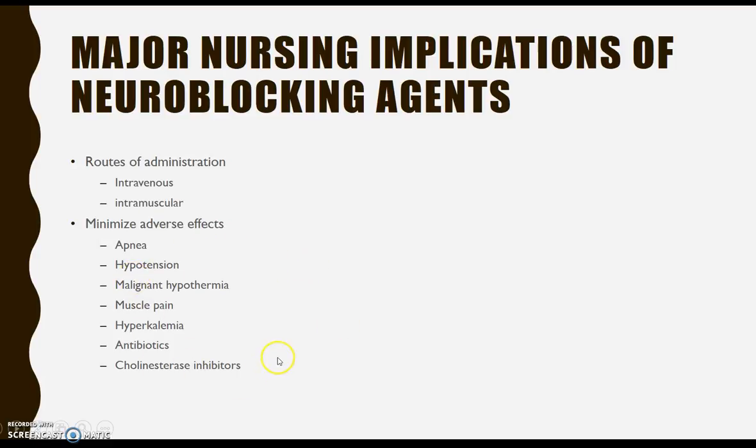So again, when you go into surgery or you're on a vent and we're giving you one of these neuromuscular blocking agents, we need to be looking: are you breathing? Do you have lower blood pressure? Do you have muscle pain? Is something going on? Watch with antibiotics. That may change how well the drug interacts and may cause more problems for your patient.